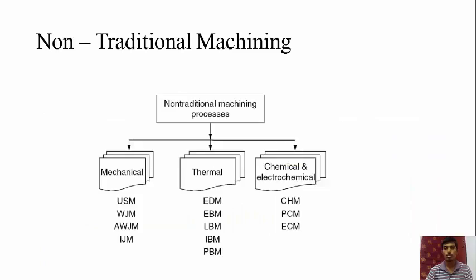So let us now move on to non-traditional machining. Non-traditional machining is another machining process where the normal cutting and drilling conventional processes are not used, but other processes are used. For example, ultrasonic machining, that's USM, water jet machining, abrasive water jet machining. Then in thermal, we have electron beam machining, laser beam machining, ion beam machining, plasma arc machining, and chemical machining. So these are the general types of non-traditional machining which are available to us.